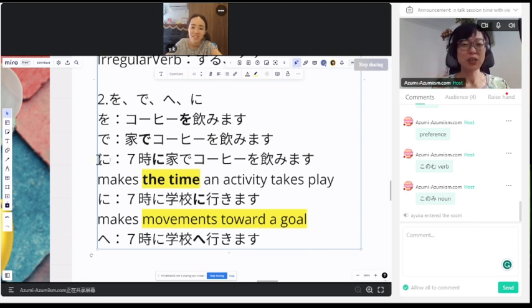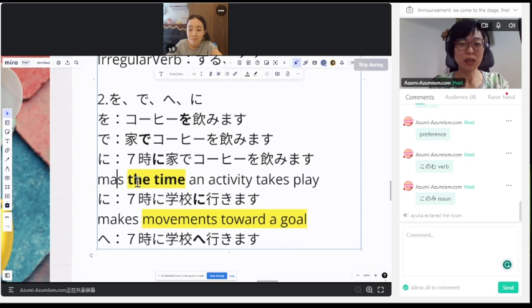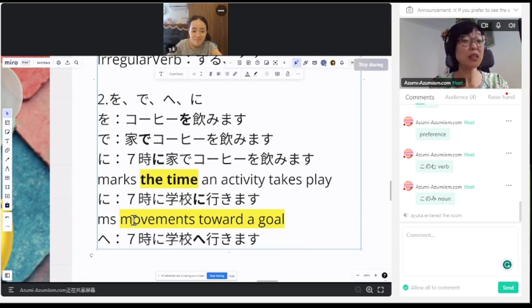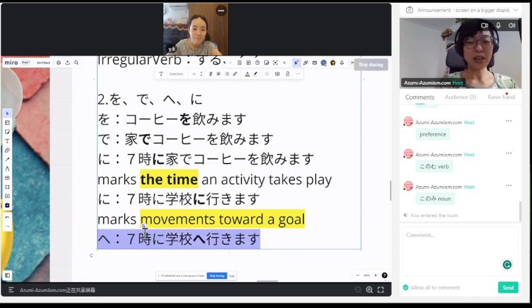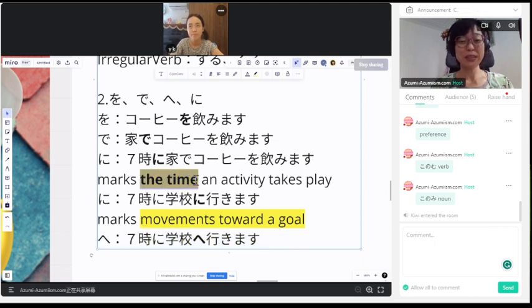So the particle ni has two jobs. One, it marks the time. I had it wrong for so long: it's not makes, it's marks. It marks the time and marks the movement's goal. And if the particle e just appeared earlier, it only marks a goal. So e you cannot use for time. If you want to mark the time, ni is the only option for you. And what kind of time can we mark? That's the point.